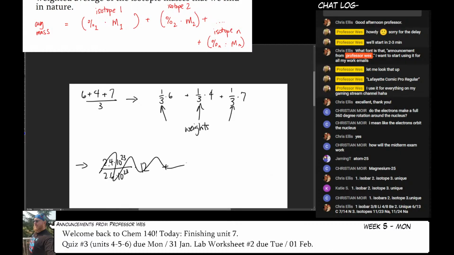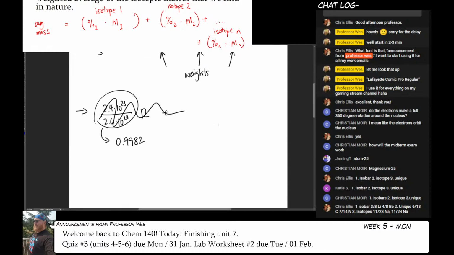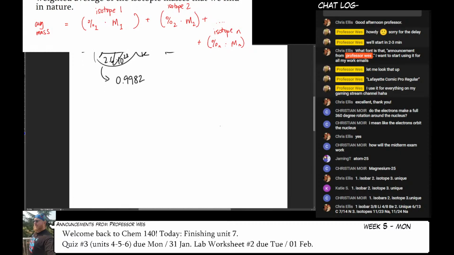So what we're going to do is we're going to just look at the percent abundance, which turns this part into a percentage. And so that's going to be our weight, is what percentage is it? So for example, let's look at the carbon example from the data.